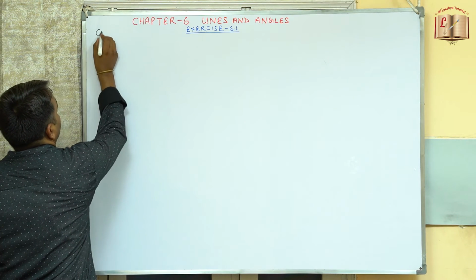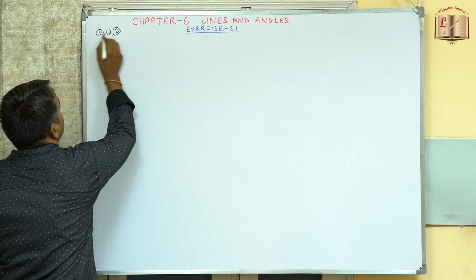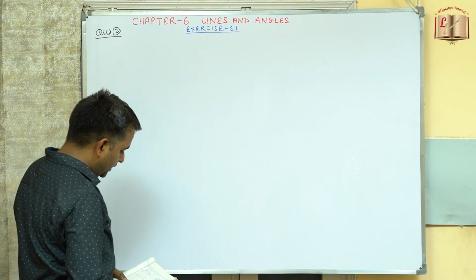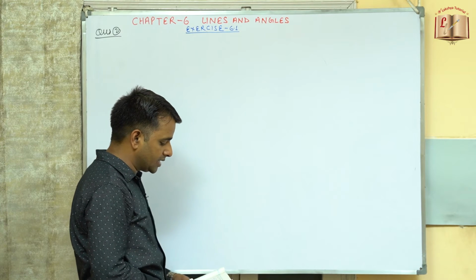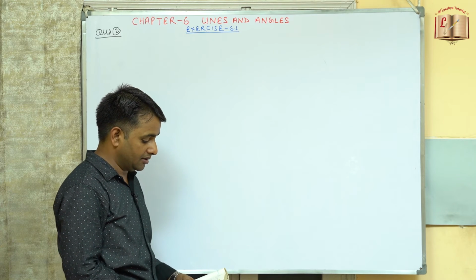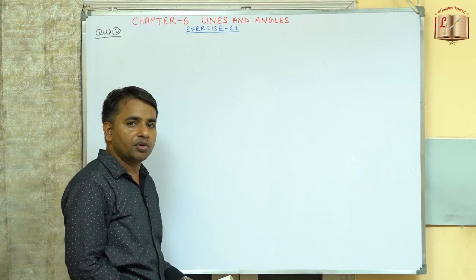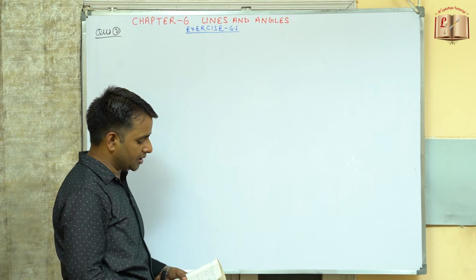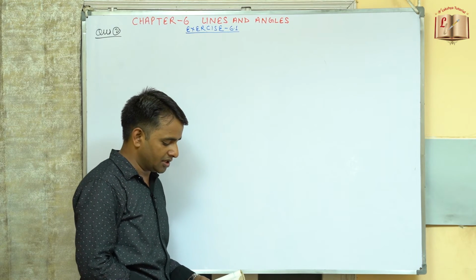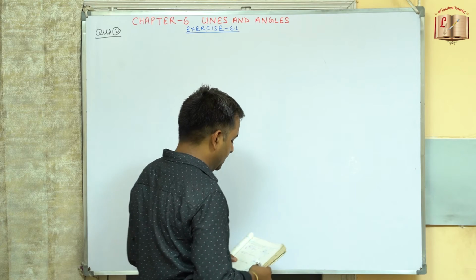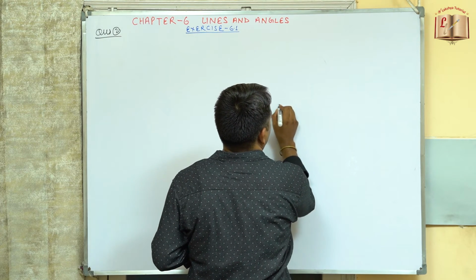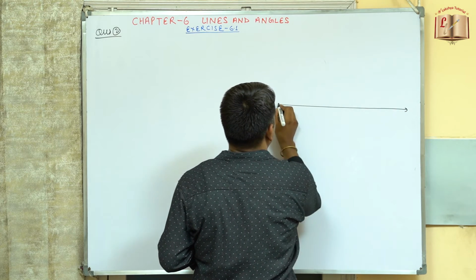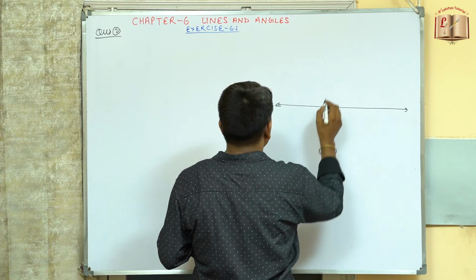So coming to question number 2. In figure 6.14, lines XY and MN intersect at O. If angle POY is 90 degree and the ratio of A and B angles is 2:3, we need to find out angle C. So first of all, we'll make the figure given for this question.